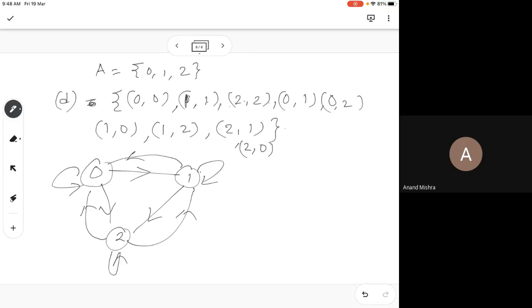But then another option was also correct. The other option was E. In that option, it was 0, 0, 1, 1, and 2, 2. Why is this also correct? Because you see, this was a drawing of that: 0, 1, 2. This is obviously reflexive. This is also symmetric because there is nothing to check.